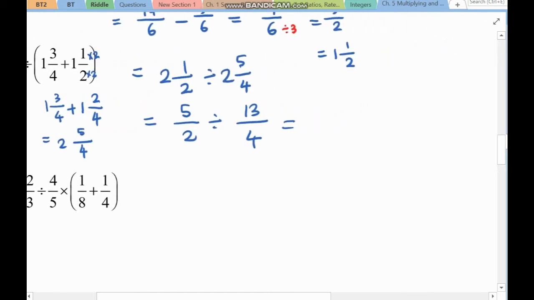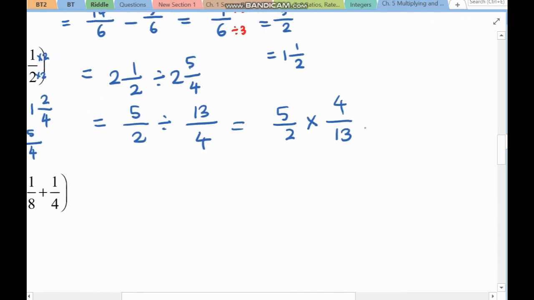We've changed it. And 5 over 2, keep the first fraction, change the middle, 4 over 13. Okay, now we're going to reduce 2 and 4. Reduce it diagonally. 2 divided by 2 is 1. 4 divided by 2 is 2. Okay, 5 times 2 becomes 10. 1 times 13 becomes 13. The answer is 10 over 13.